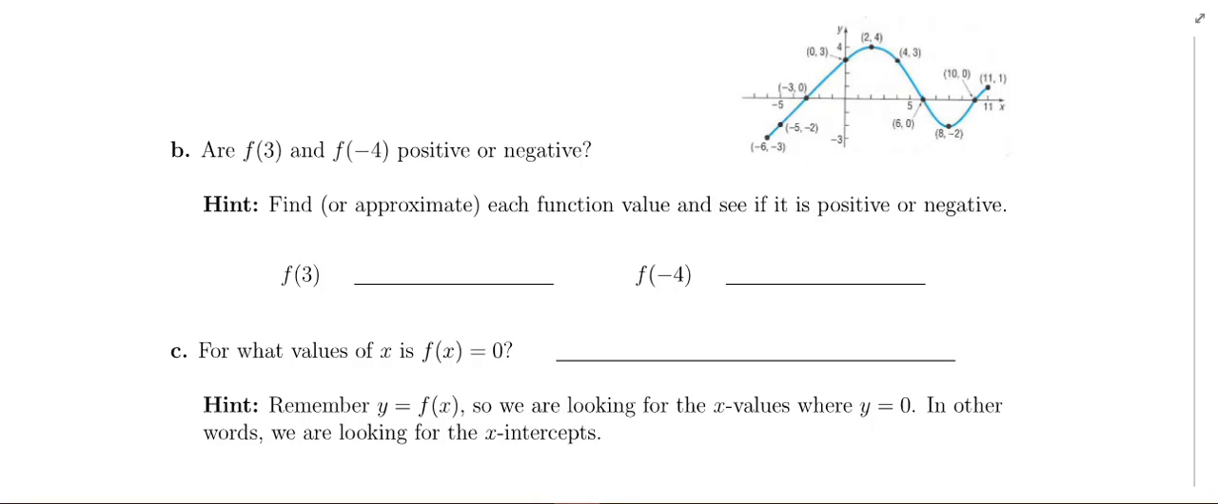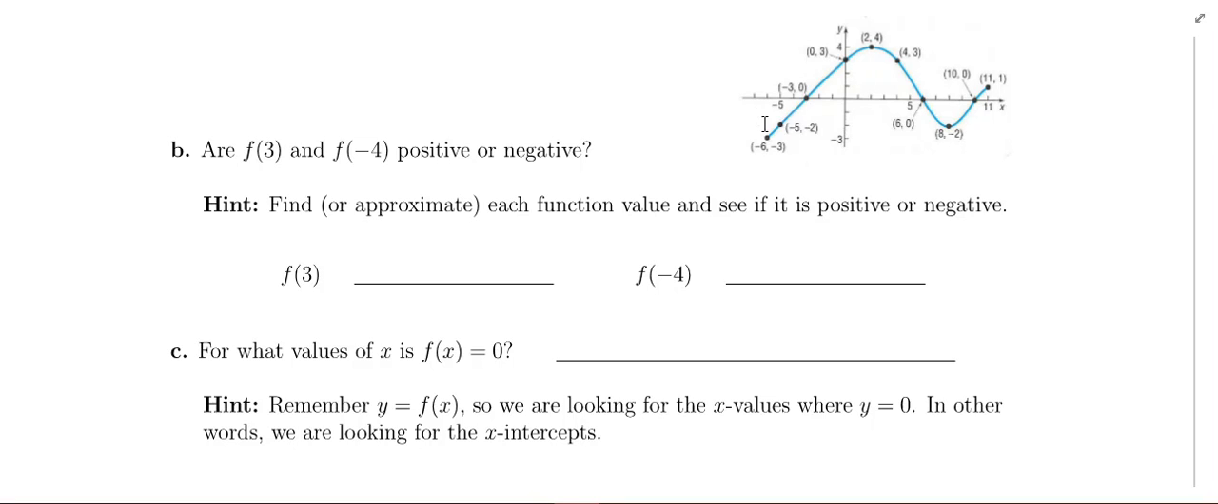As I mentioned in the last video, example 2 continues on page 2. We will be using the same graph for the remaining questions. So in part B, it asks, are f of 3 and f of -4 positive or negative?